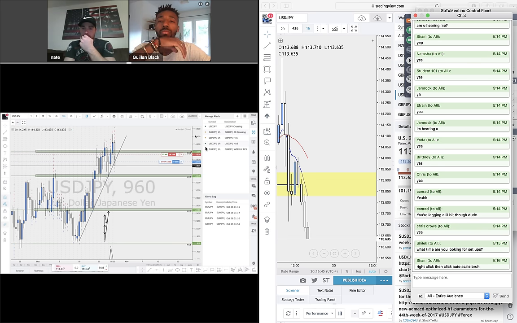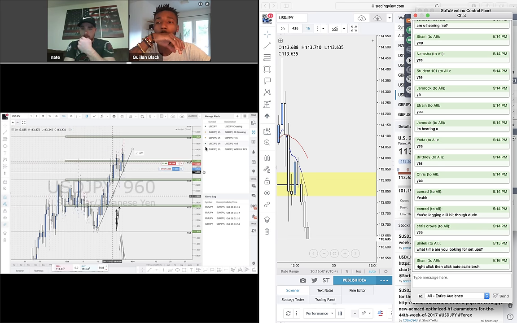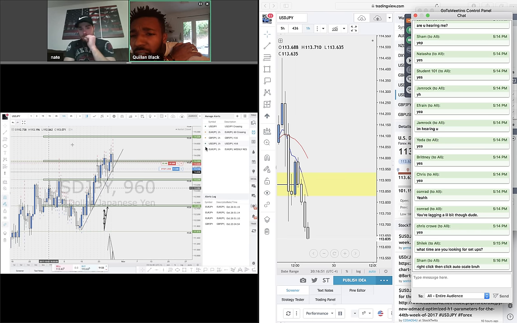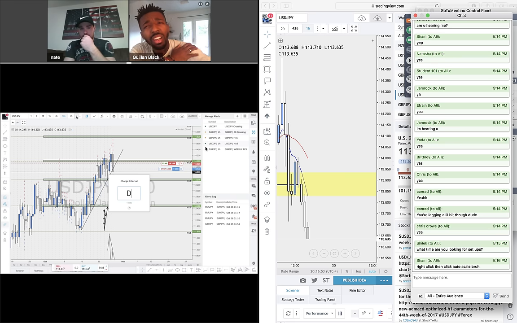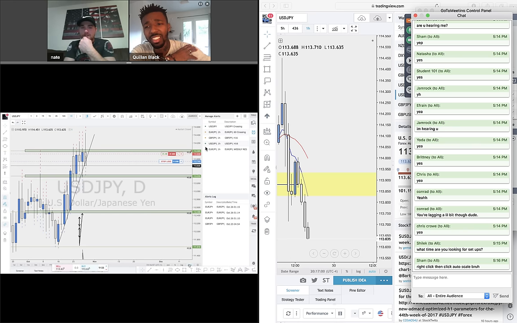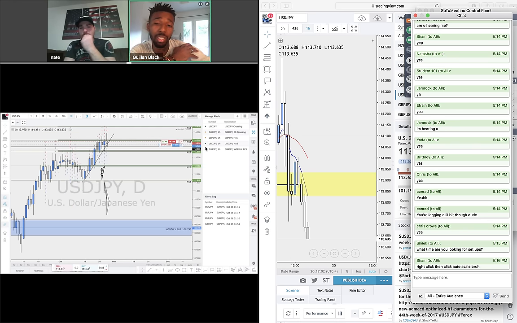But the overall direction is up right now. What time frame are you on? It's 8:16. It's similar to a daily time frame. No, it's not. It's not a daily. If it was similar to daily, then it would be the daily.